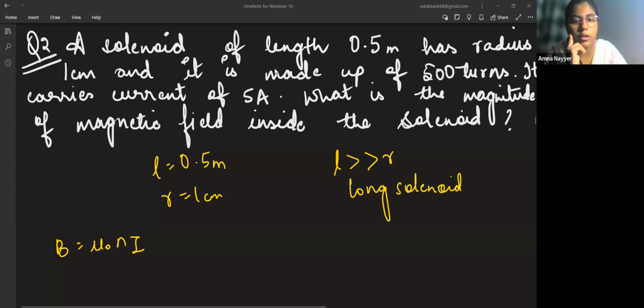4 pi into 10 to the power minus 7. Very good, Faisal. That is the value of permeability. Because the constant that we get from Biot-Savart's formula is mu naught divided by 4 pi, and the value of mu naught divided by 4 pi is 10 to the power minus 7. So only if you want to find out the value of mu naught, that becomes 4 pi multiplied by 10 to the power minus 7. Very good.